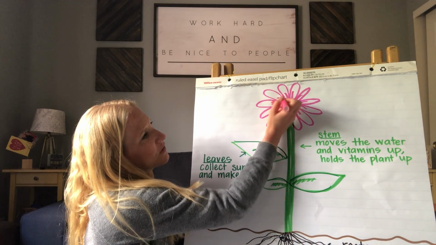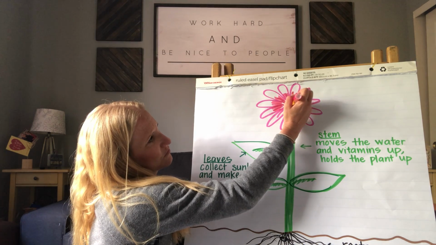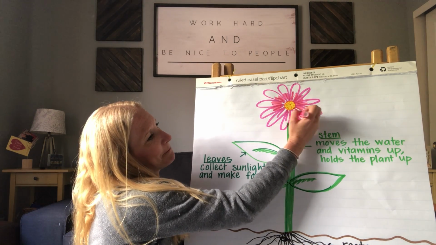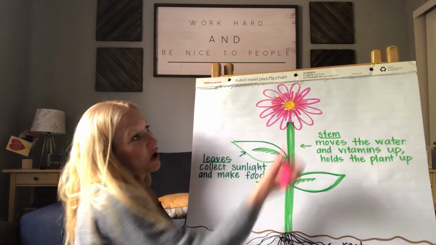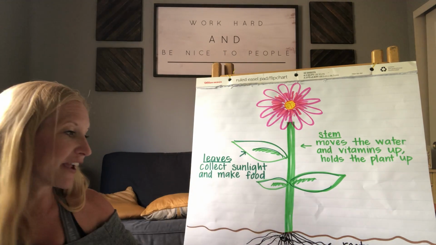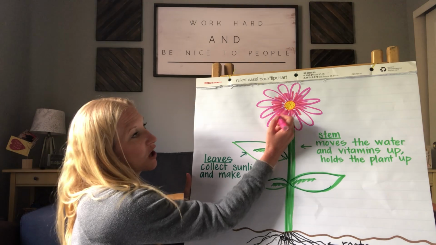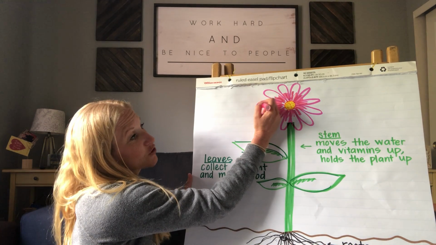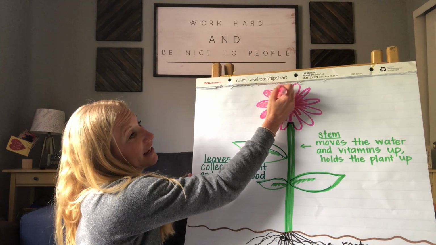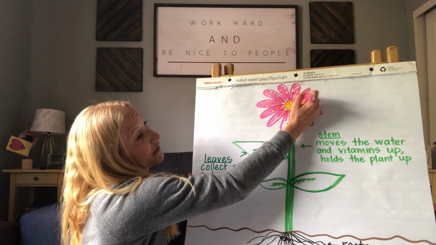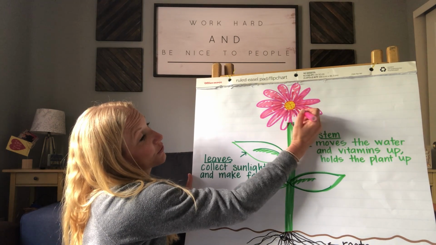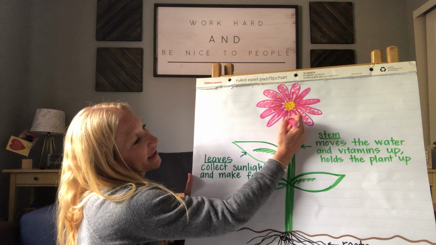Now, this flower we know is gorgeous, right? But it actually has a job and a purpose. Just like our roots have a job, and our stem has a job, and our leaves have a job, the flower actually has a job. It's not there just to look pretty, even though it definitely makes our earth pretty. So I want you to think back to the Cactus Hotel.